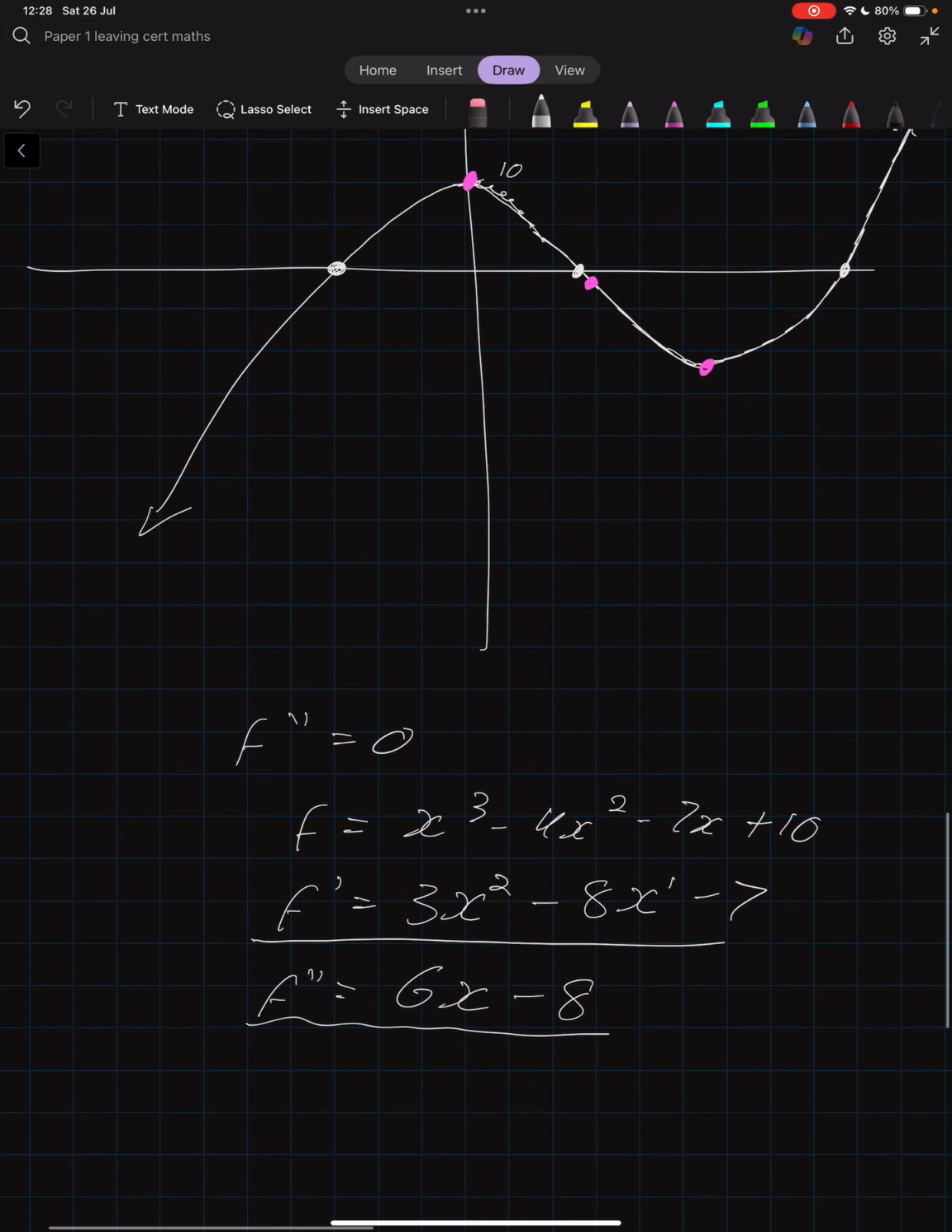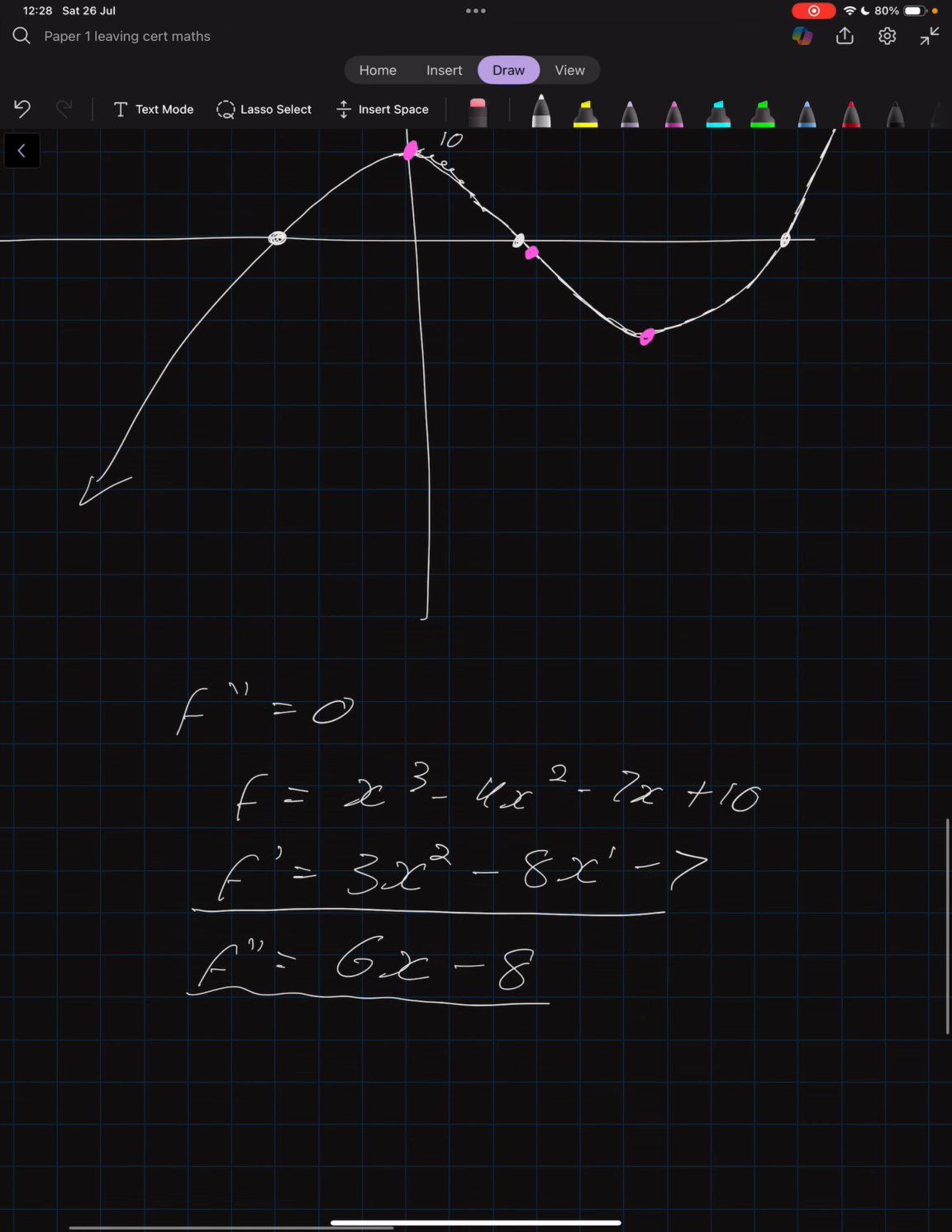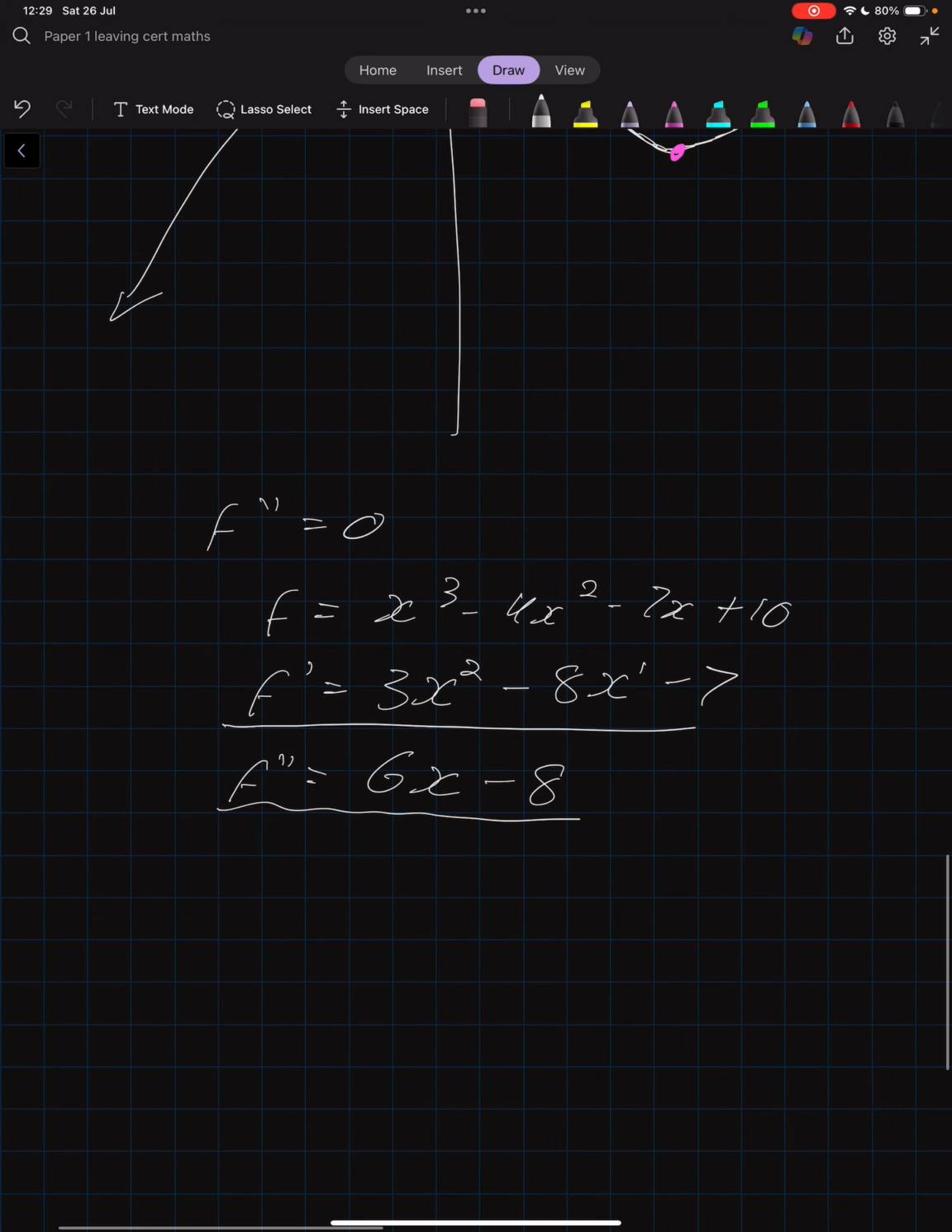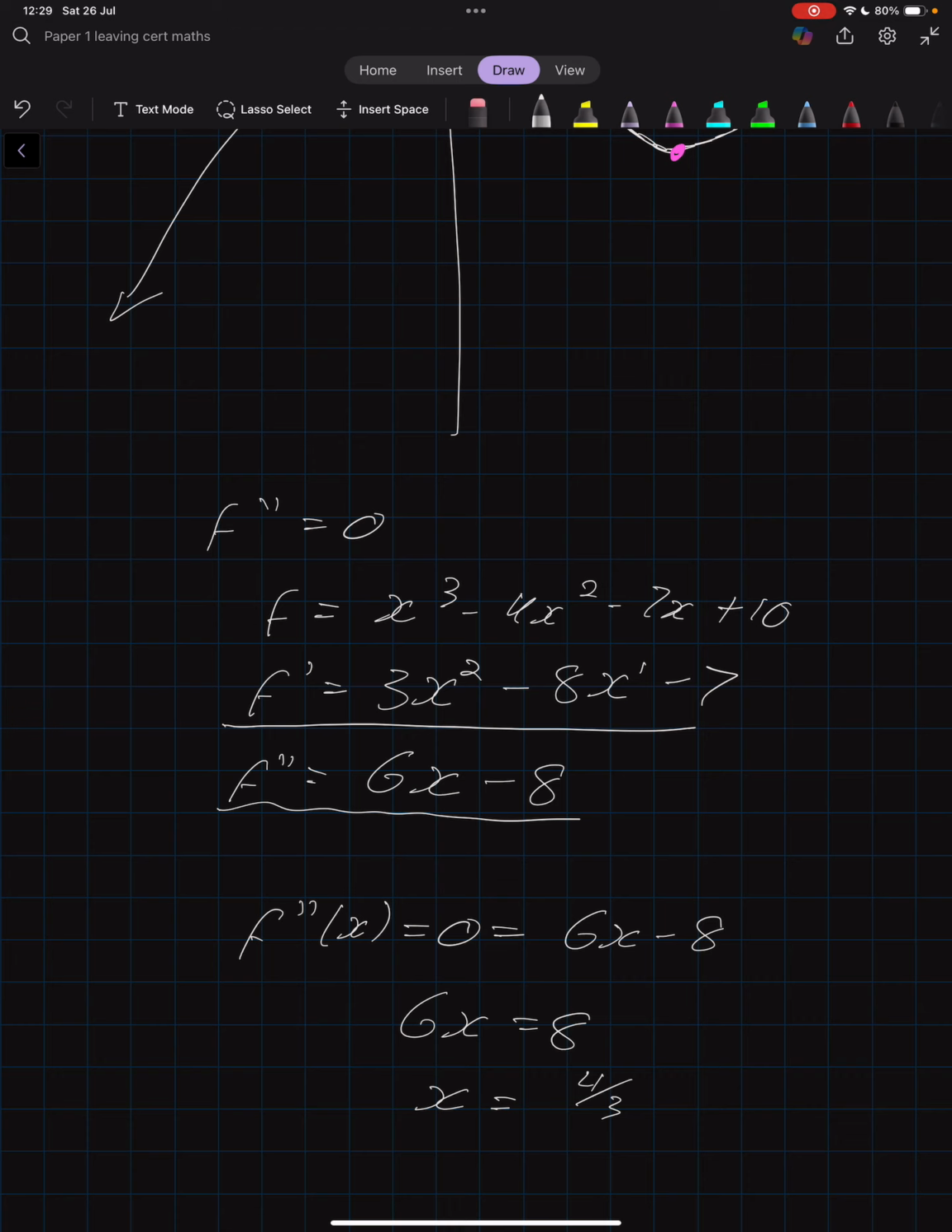Okay? So now, let's get the point of inflection. So the point of inflection, I need f prime prime of x to equal 0, which means I need 6x minus 8 to equal 0. So 6x equals 8, so x equals 8 over 6, which is 4 over 3.